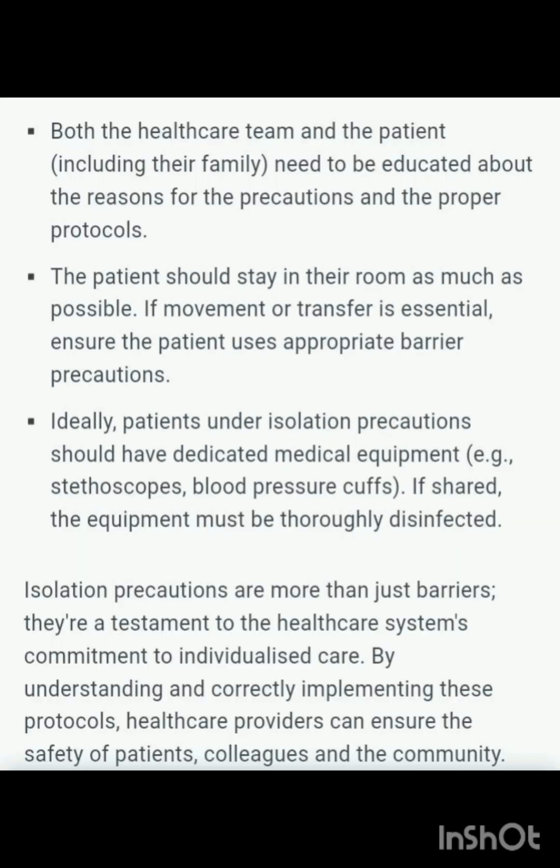Both the healthcare team and the patient, including their family, need to be educated about the reasons for the precautions and the proper protocols. 4. The patient should stay in their room as much as possible. If movement or transfer is essential, ensure the patient uses appropriate barrier precautions.